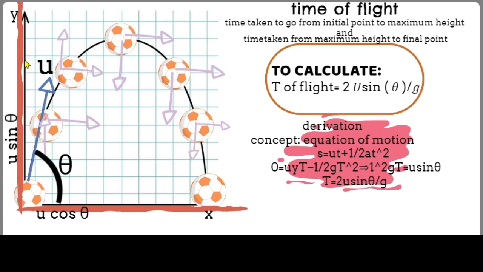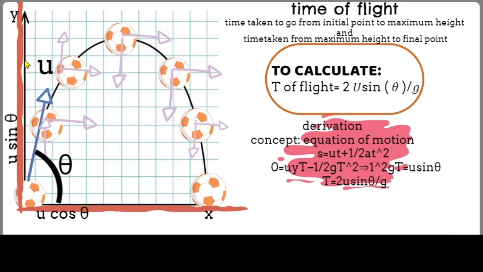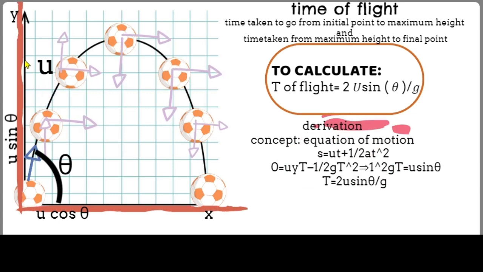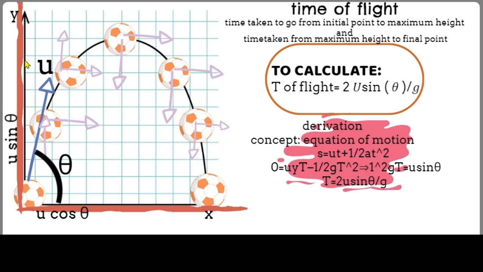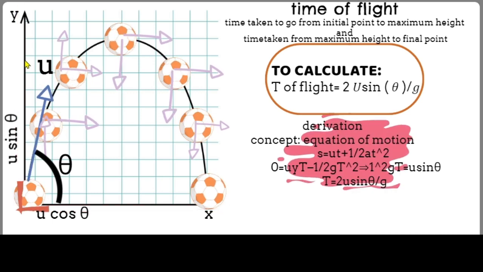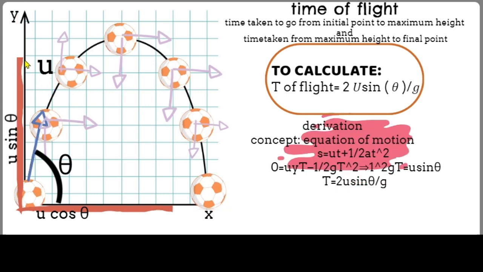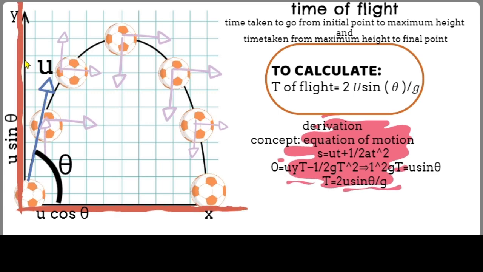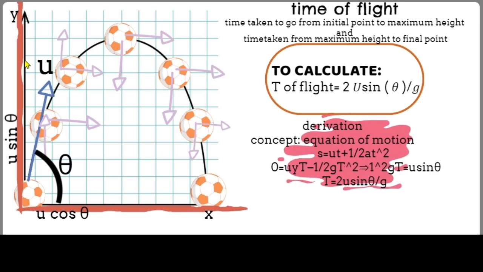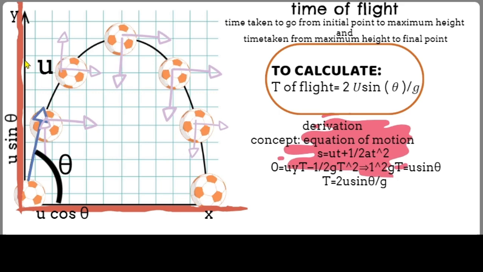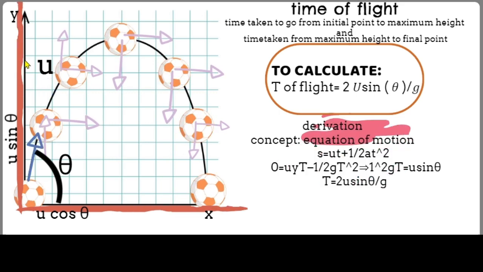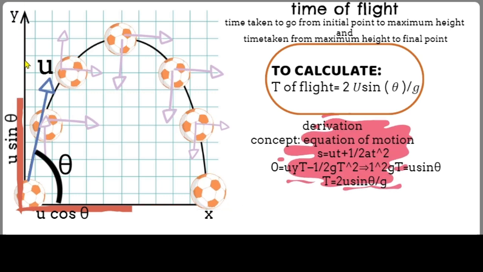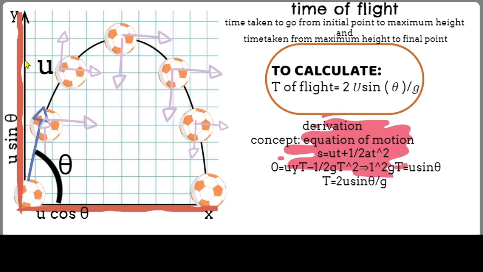Time of flight for motion under gravity and projectile motion is kind of similar. For motion under gravity, it was 2u by g. But over here, we have 2u sine theta by g, where we are taking the y component. The time taken to go from the initial point to the maximum height is u by g. From maximum height to the final point, we again have u by g. We just add u by g plus u by g, where we got 2u sine theta by g.